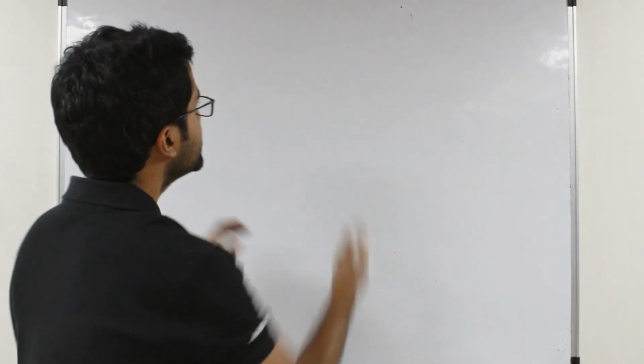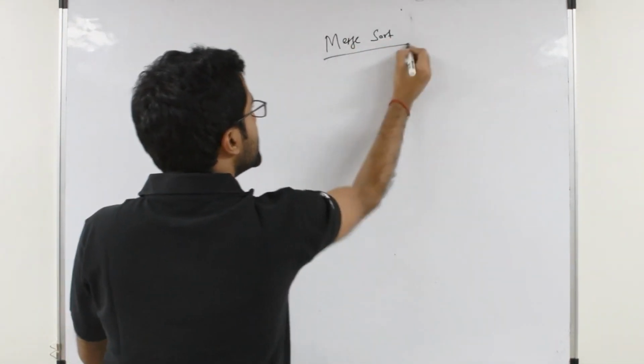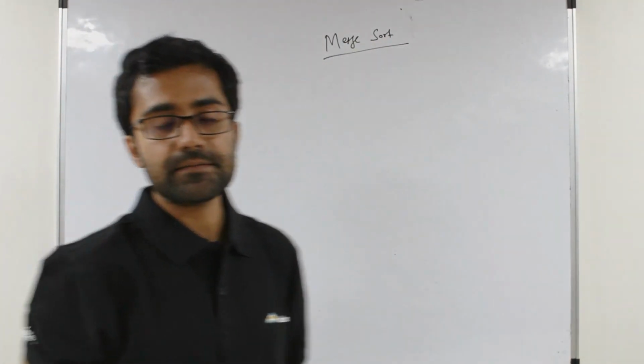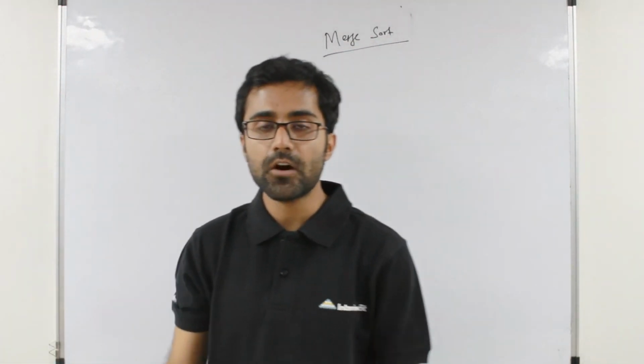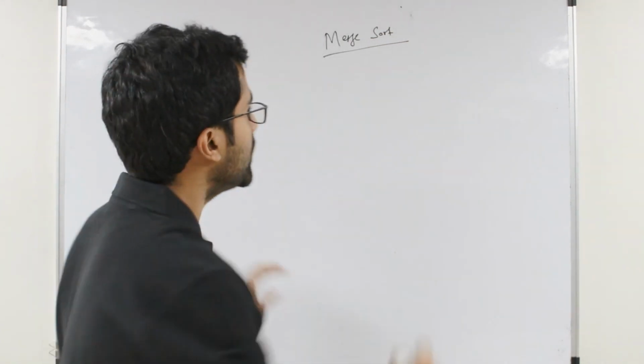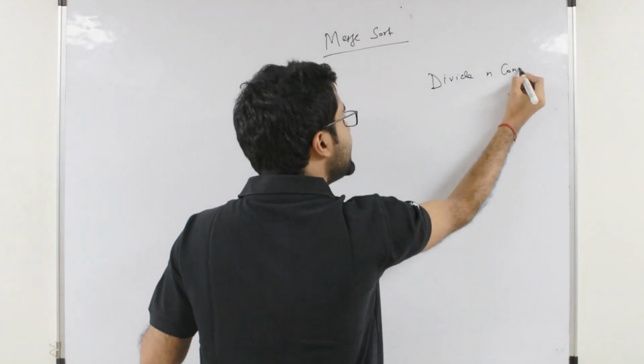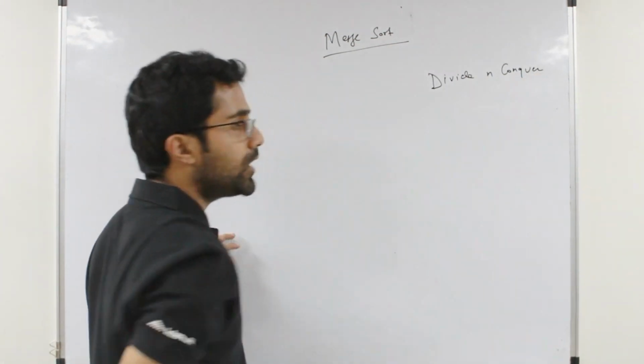Hey guys, so today we will understand how merge sort works. Merge sort. So guys, merge sort is one of the most classical sorting algorithms, and this is based on one of the most important paradigms of algorithm, and that paradigm is called divide and conquer. So first, let us understand what divide and conquer is.